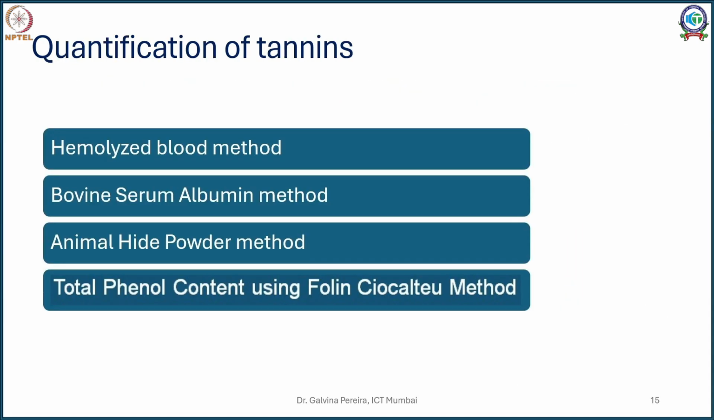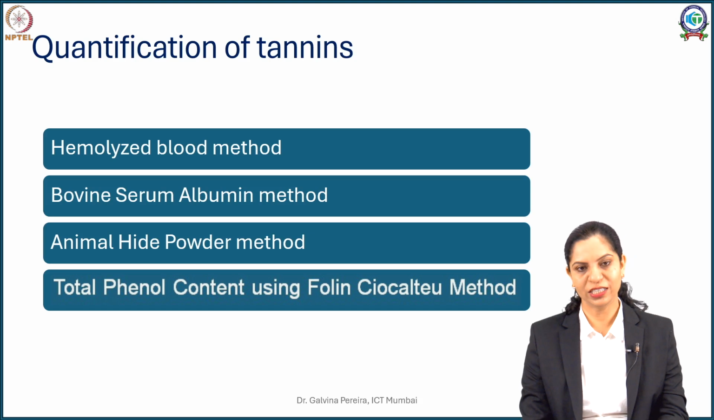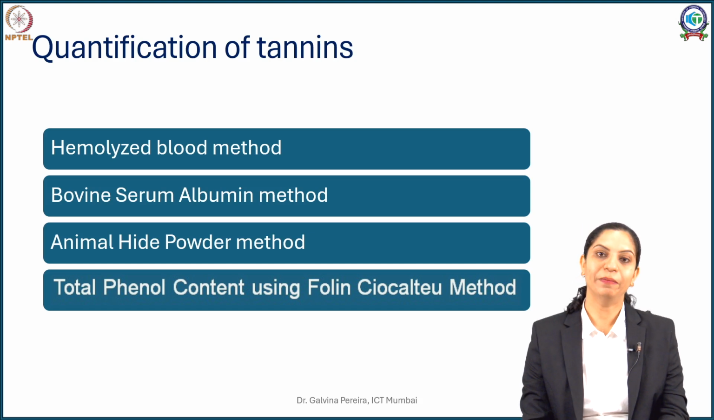Now apart from that, we can even quantify tannins. The general methods for quantification of tannins are based on the reaction of tannins with proteins. They might react with blood components to give the hemolyzed blood method. They might react with proteins in bovine serum to give the bovine serum albumin method. They might react with the proteins present in animal hide to give the animal hide method. So how do these work?